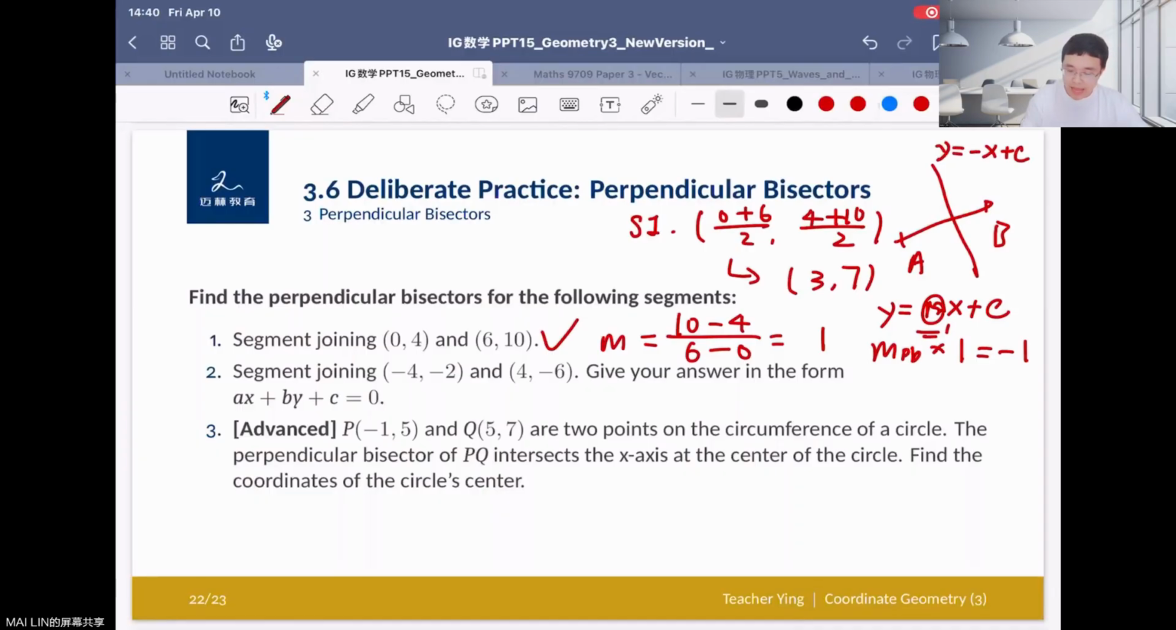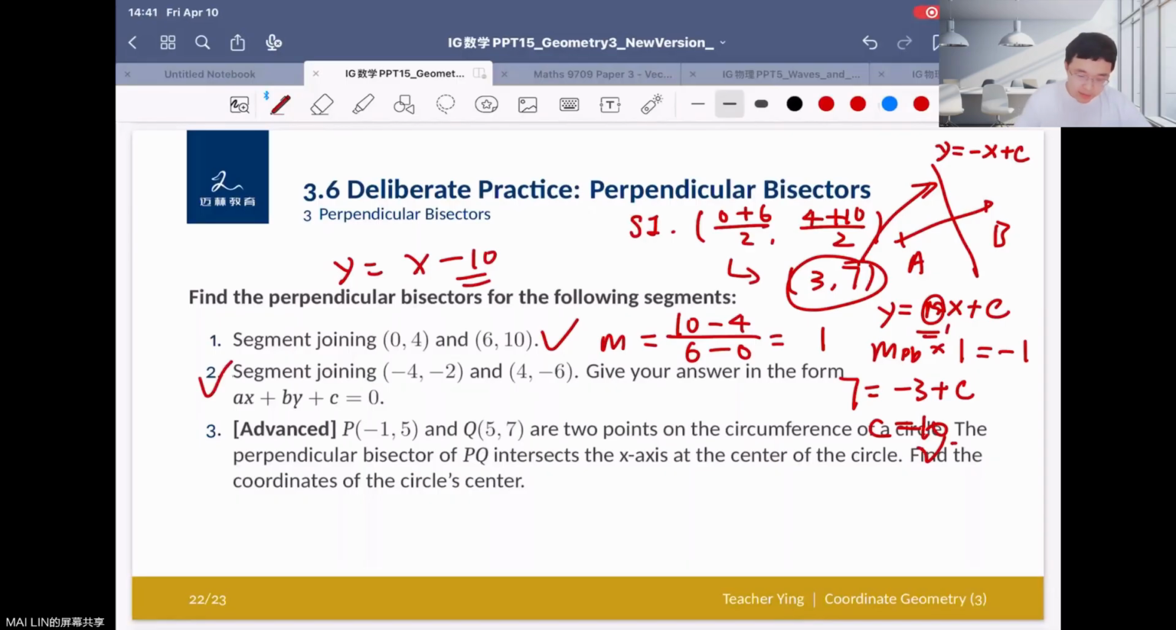And we can just put the coordinate (3, 7) into the line, so that we can write 7 equals -3 plus c. So c equals 10, and we can say the line is y equals -x plus 10. That is the first problem.